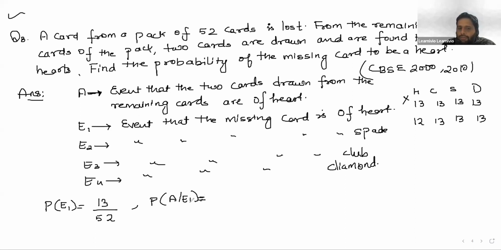P(A/E1) means the missing card is of heart. Next, you are drawing two cards and you need to find the probability that the two cards are of heart. One card has been removed from here, one card has gone missing, and that is of heart. So these are the remaining cards. Now from this, we are drawing two cards. What's the probability that we will get two hearts? Can you tell me, Nabil, this one?